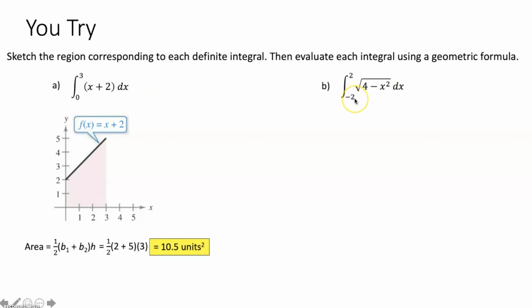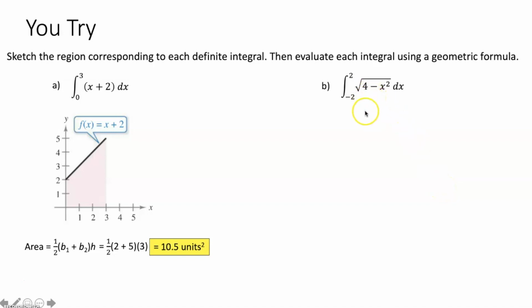Over here, part B, doing the same thing. First thing we need to do is sketch our function. So our function in here is y is equal to the square root of 4 minus x squared. Oh, this should look vaguely familiar because it's in the form of a semicircle. Now, since we know it's a semicircle, the only question is, what is the radius?